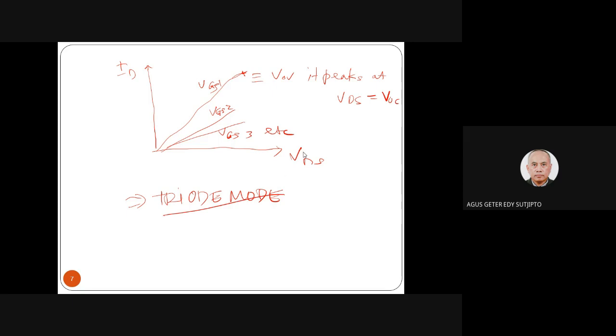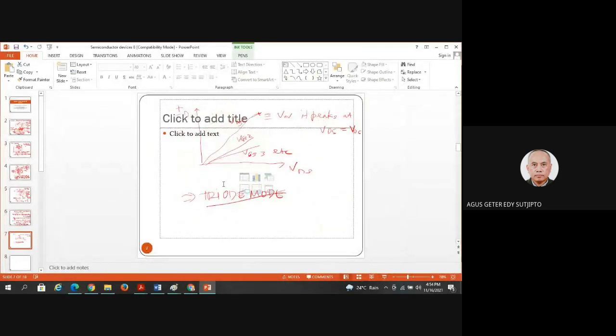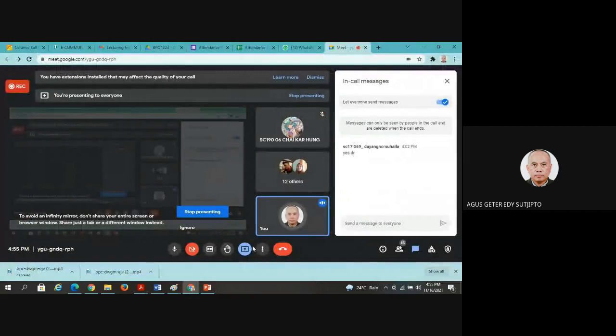Okay, I think time is up. So we end this class. I hope that you understand the working principle of the MOSFET. Before that we had the BJT, bipolar junction transistor. We have the basics of the FET transistor, field effect transistor. So we stop here.